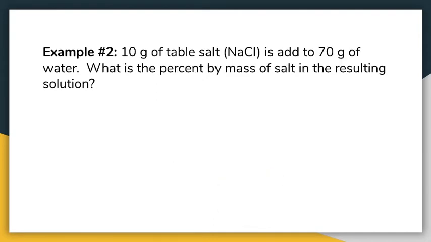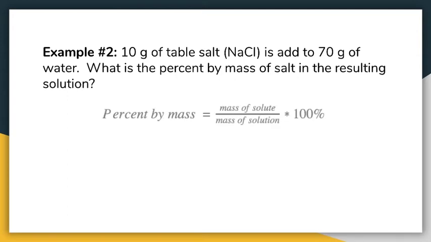In another example with table salt, we have 10 grams of table salt added to 70 grams of water. What is the percent by mass of salt in the resulting solution? Now we're going to use the same equation, the mass of solute divided by the mass of solution times 100, but there's a little difference here. Notice that it's 70 grams of water, not 70 grams of solution.